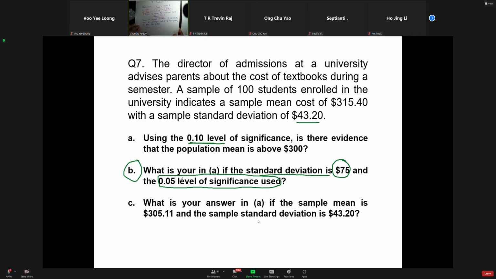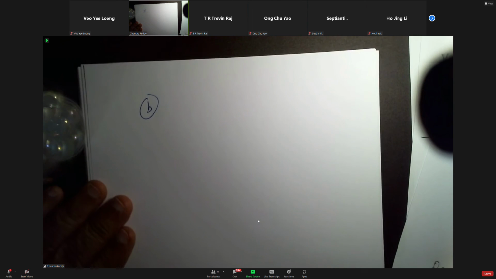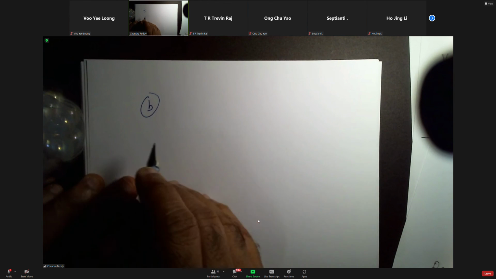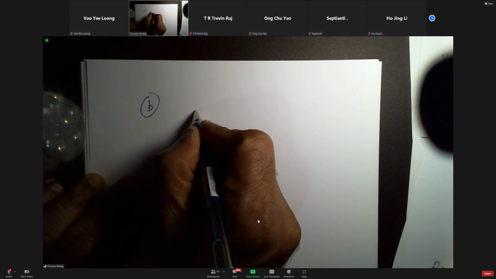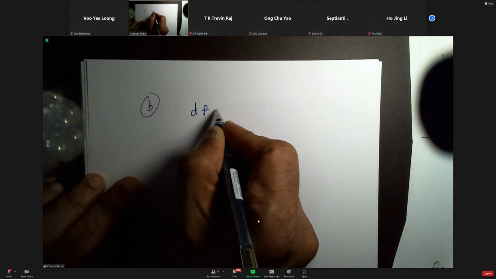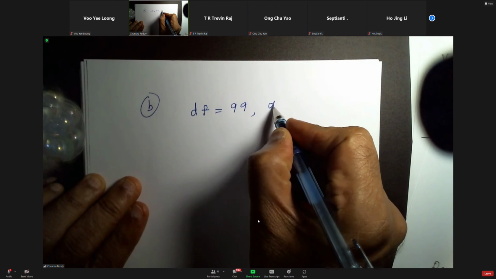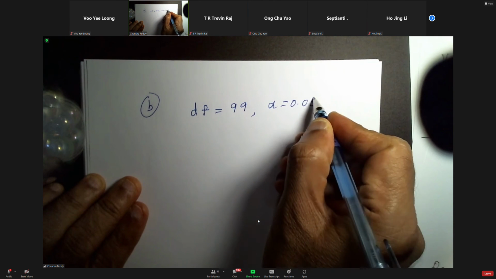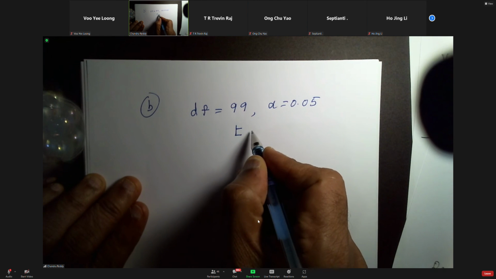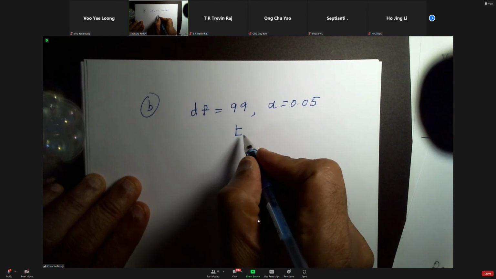All right, so we do similar calculations for part B. For part B, we write the test statistic. The degree of freedom is again 99. There's no difference. Alpha is 0.05. So can someone tell me what is the value for T critical?